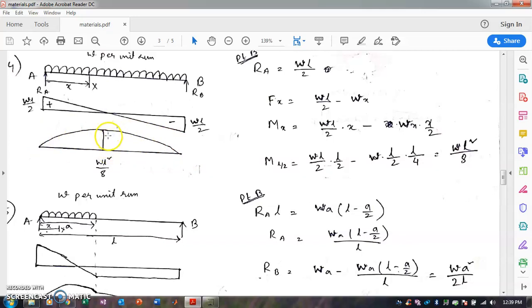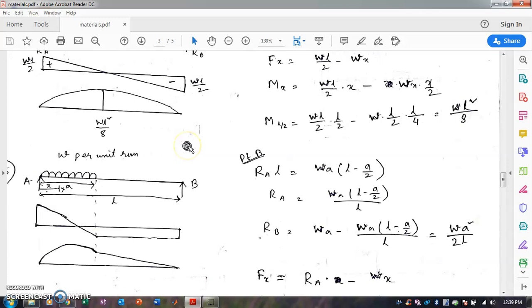So what will be its value? We already got the equation for point x. The bending moment at point x is as above, and at the midpoint x will be L by 2. So if we replace x by L by 2, then you can get the value of bending moment at the midpoint. So that is WL square by 8. It will be the value of the maximum bending moment.